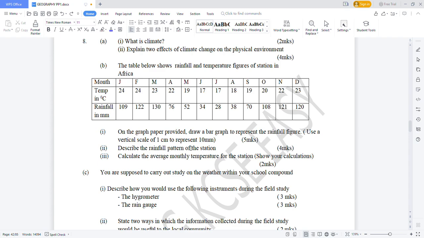High rainfall, the first one. High rainfall results in flood that will destroy vegetation. Another one, high temperature results in the dying of vegetation.